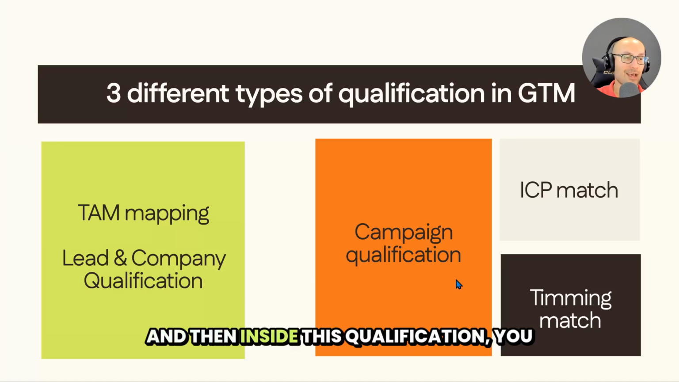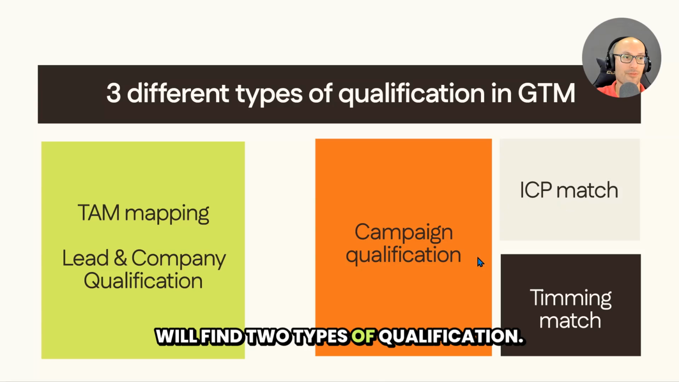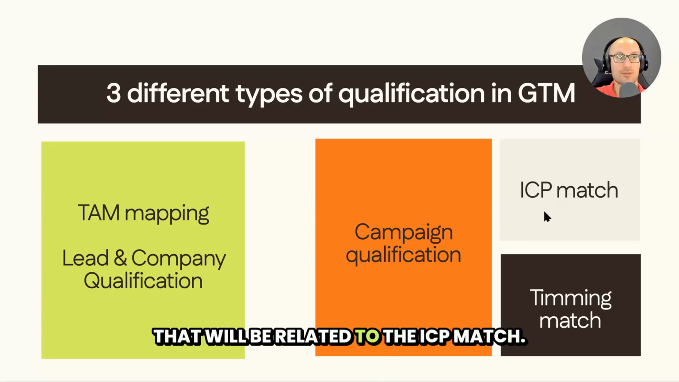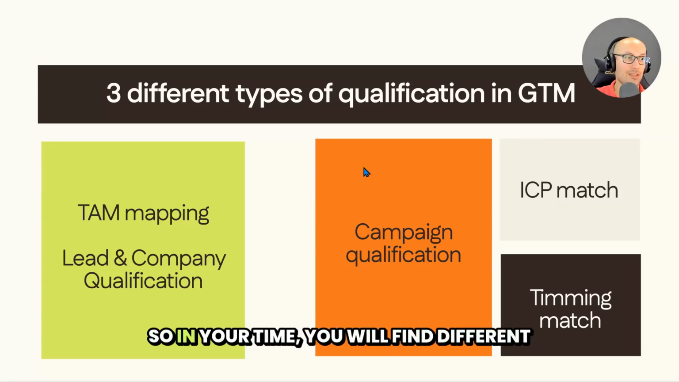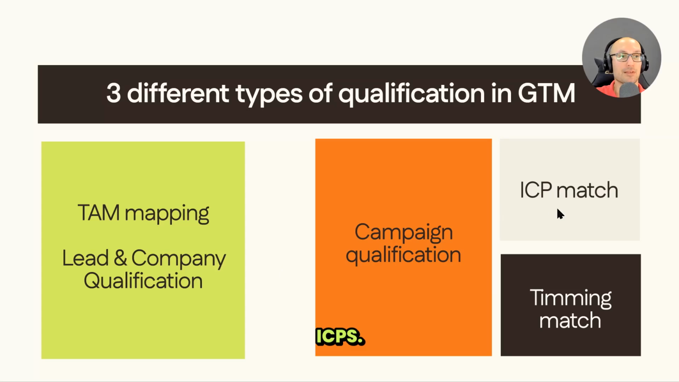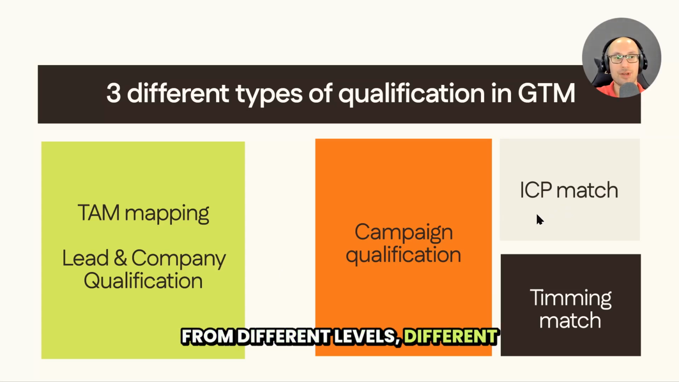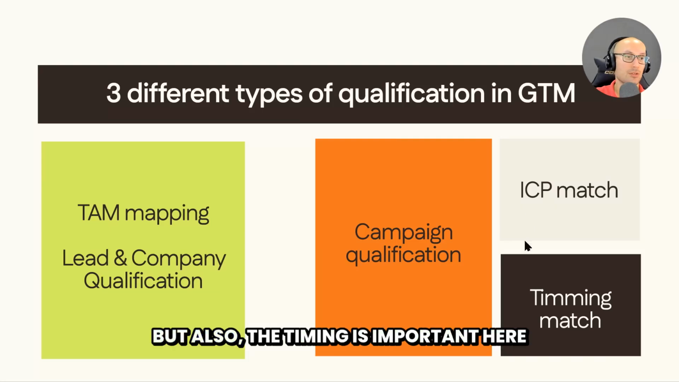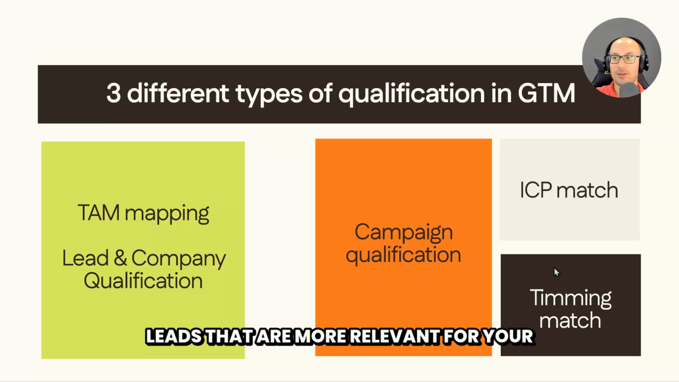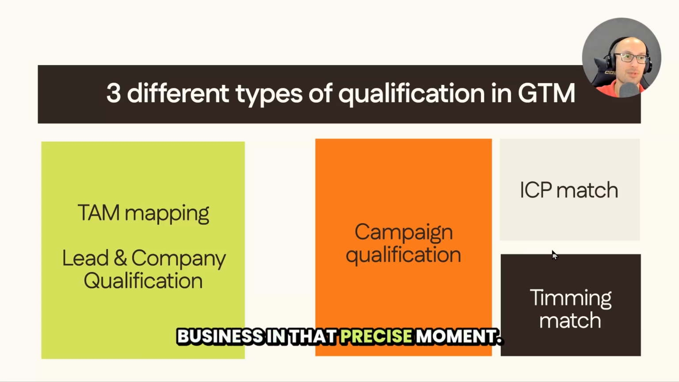And then inside this qualification, you will find 2 types of qualification. One is related to the ICP match. So in your TAM, you will find different ICPs. There might be decision makers from different levels, different industries, and so on. But also, the timing is important here, because you will be able to reach out to leads that are more relevant for your business in that precise moment.